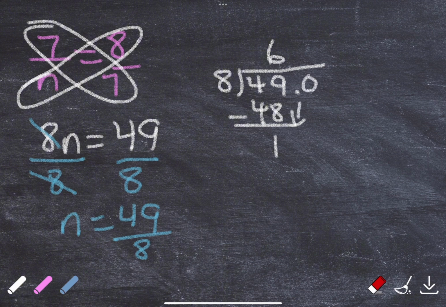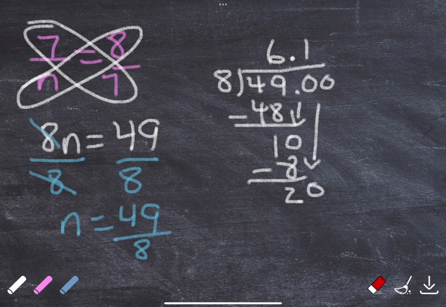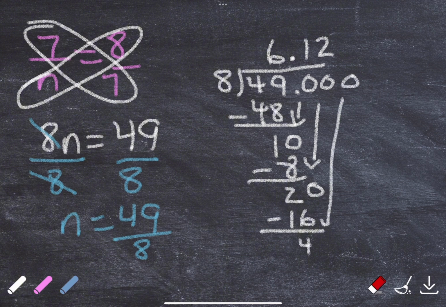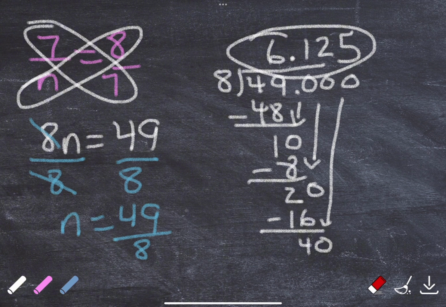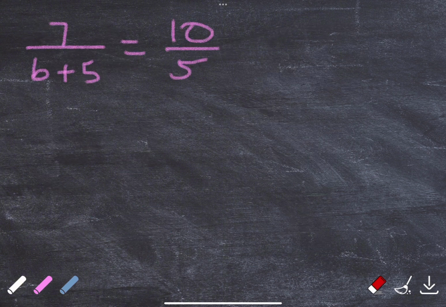This part of the answer is going to be the decimal, the fraction, the part of the whole, whatever you want to call it. It's the number that is less than 1. Add that decimal and a 0, and I can fit 1 group of 8 into 10 with a difference of 2. Add another 0, and let's see how many groups of 8 can fit into 20. That's 2. 2 times 8 is 16 with a difference of 4. Add that third 0. How many groups of 8 can fit into 40? It's 5. 5 times 8 is 40, so my answer is 6 and 125 thousandths. That's a mouthful. Now let's try another problem.